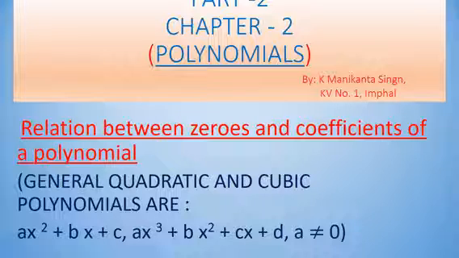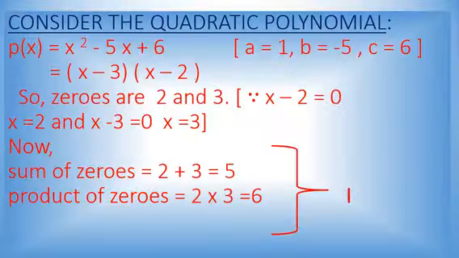You already learned in class 9 the general quadratic polynomial. What is a general quadratic polynomial? The general quadratic polynomial is ax square plus bx plus c, where a, b, c are real numbers and a is not 0. And the general cubic polynomial is ax cube plus bx square plus cx plus d, where a, b, c, d are real numbers and a is not equal to 0.